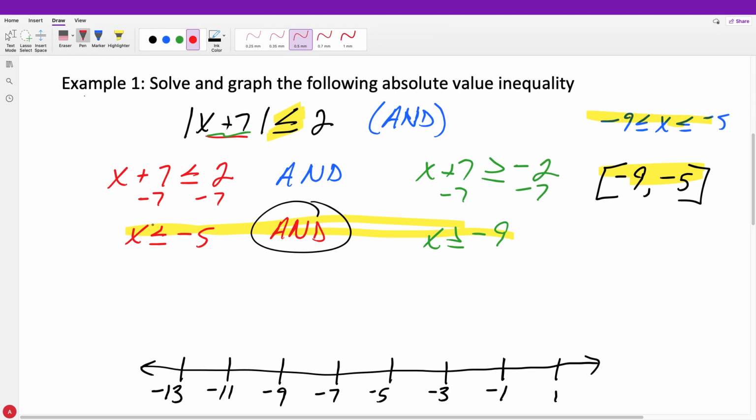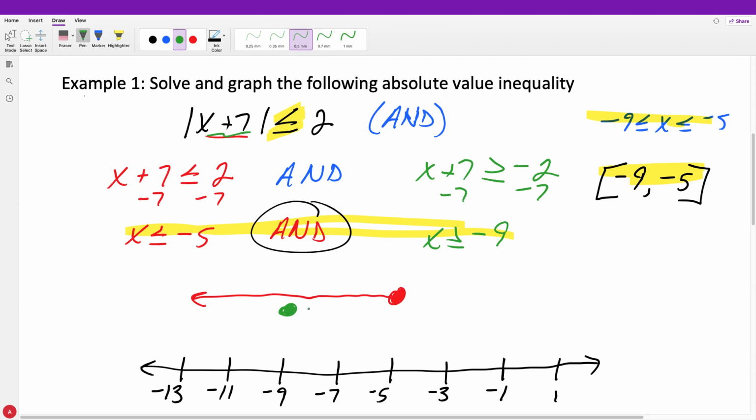All right, so now I'm going to go ahead and graph the first one. So x is less than or equal to -5. So here's my -5 as a colored in circle since it's equal to, and less than is going to the left. X is greater than or equal to -9. So here's my graph here at -9.